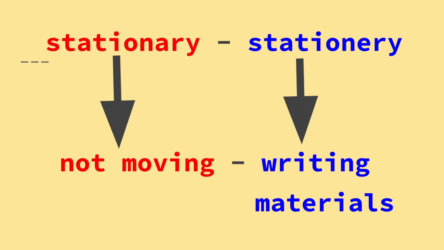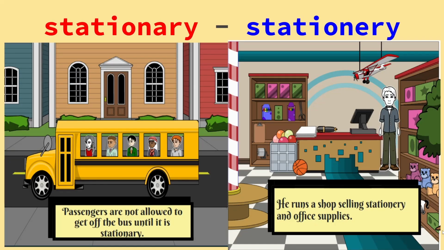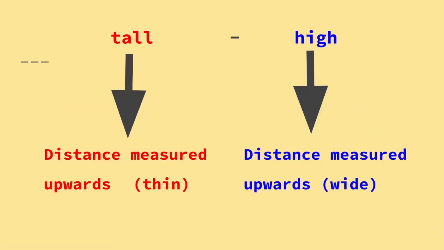Second word, stationery. Stationery is a noun and refers to writing materials such as paper, pen, envelopes, etc. Let's try to understand with an example. Passengers are not allowed to get off the bus until it is stationary. Next example, he runs a shop selling stationery and office supplies.